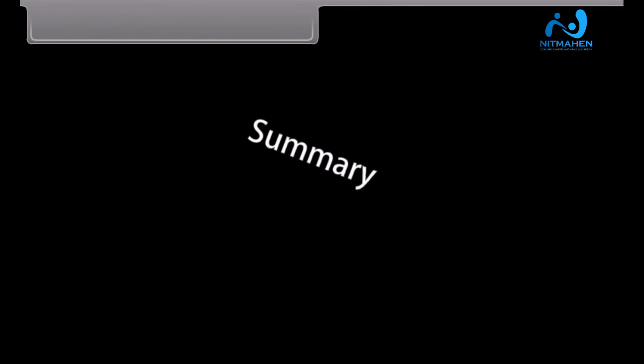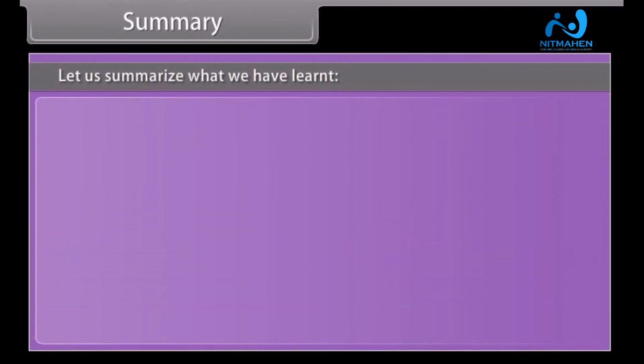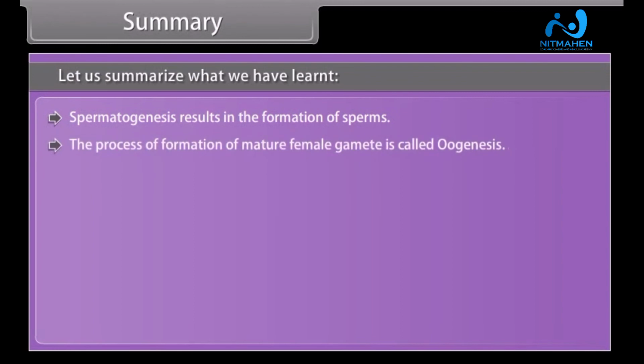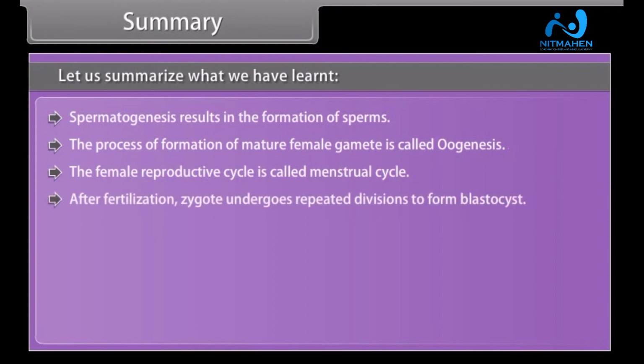Summary. Let us summarize what we have learned. Spermatogenesis results in the formation of sperms. The process of formation of mature female gamete is called oogenesis. The female reproductive cycle is called menstrual cycle. After fertilization, zygote undergoes repeated divisions to form blastocyst.